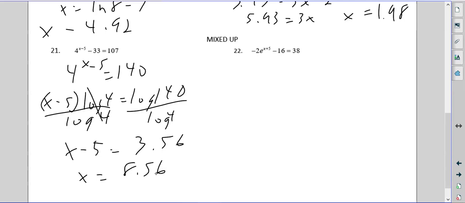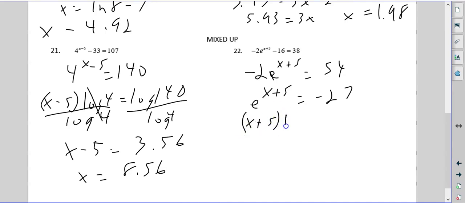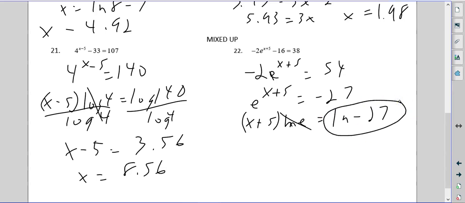And then, last one, we're going to add 16 to both sides. So that's negative 2e to the x plus 5 equals 54. Going to divide by negative 2. That's going to give me negative 27. Again, move the x plus 5 out in front. ln both sides, ln e goes away, equals ln of negative 27. And when you type that into your calculator, we don't have to worry about the plus 5. We will get an error. Okay, so there is no answer. You cannot take the ln of a negative number. And that's it.